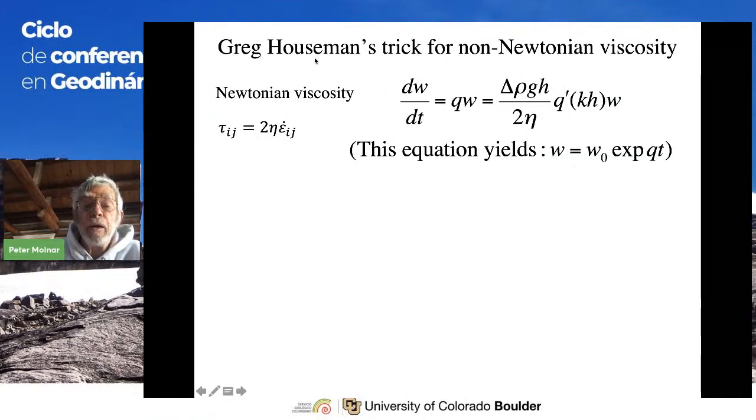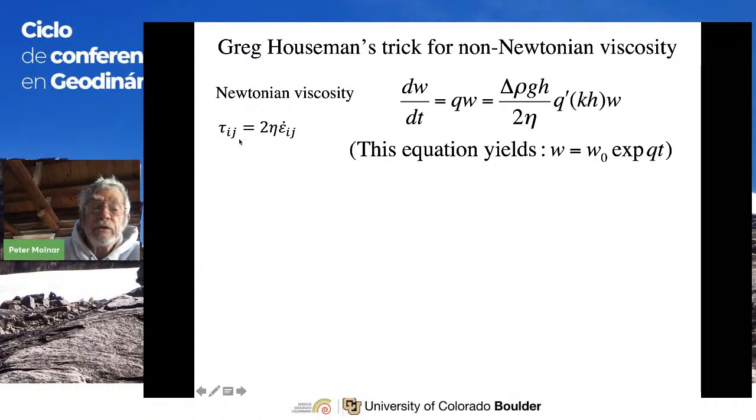Greg Hausman, with whom I worked and had the privilege of working, wonderful person, played a trick that allowed us to get straight lines, and I'm going to describe that. The basic equation for exponential growth is the rate of change depends upon the function itself. dW/dt is proportional to W, and q is the growth rate. And this yields this exponential growth. W then grows exponentially. And q, of course, depends on density, gravity, thickness, and viscosity.